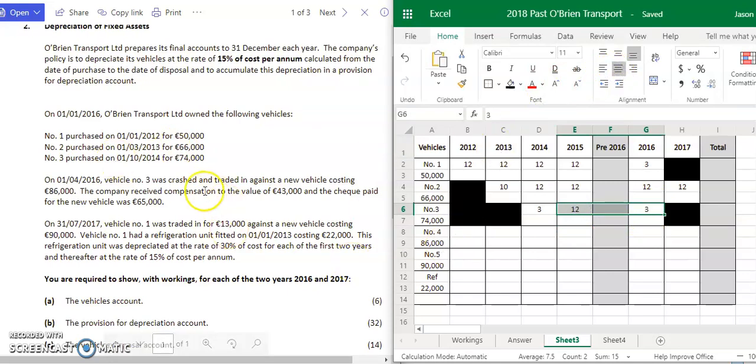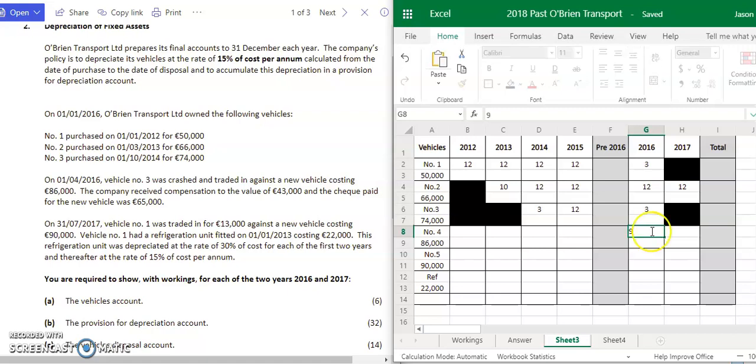Vehicle number 4 then was the vehicle that we bought after we crashed vehicle number 3, and that happened on the 1st of the 4th. So we got vehicle number 4 on the 1st of the 4th in 2016. So we had it for the 4th month, 5th month, 6th month, 7th month, 8th month, 9th month, 10th month, 11th month, 12th month. So we have it for 9 months. Okay, and we also have it for 12 months in 2017.